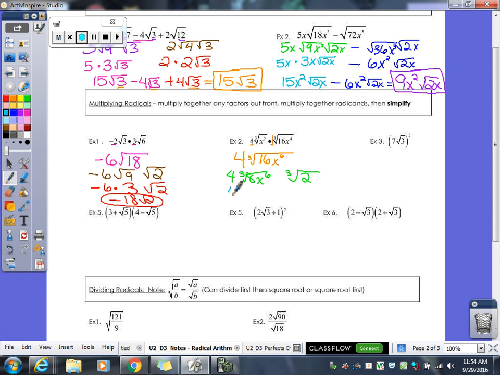So when I take the cube root of 8, what do we get? 2. Divide your exponent, and you would not get a 3. You would get x squared. And then we still have after our cube root of 2. So our final answer, 4 times 2 would give us 8x squared cube root of 2.